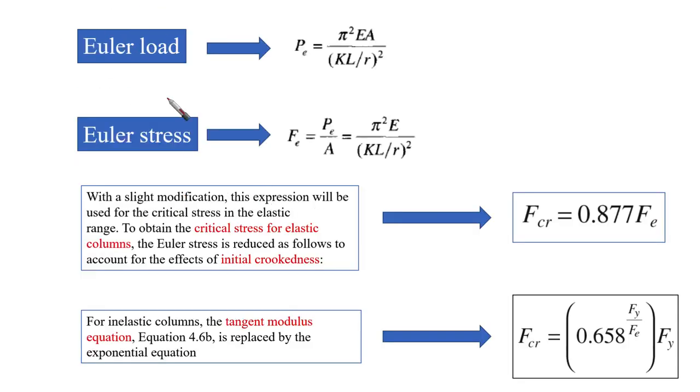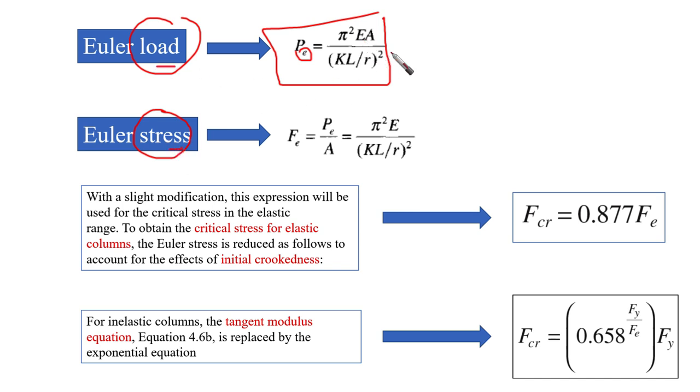So the Euler loading, we call it Euler load or Euler stress, both are okay. It equals, we call it Pe, meaning Euler Pe, pi squared EA over (KL over r) squared. We know every element here, and if we are going to use stress instead of loading, then we are going to divide by A, then A is going to vanish from here. Then we are going to end with pi squared E over (KL over r) squared. This is how we are going to use it.